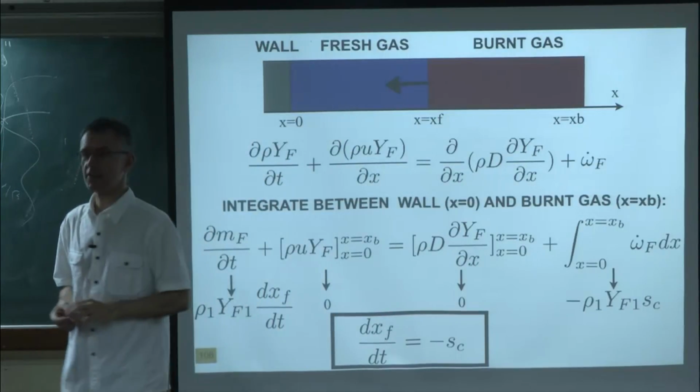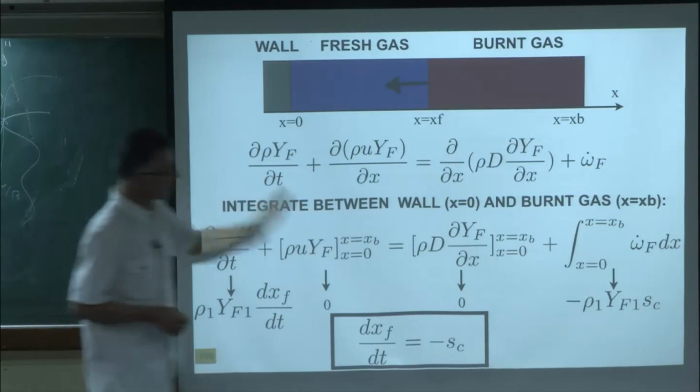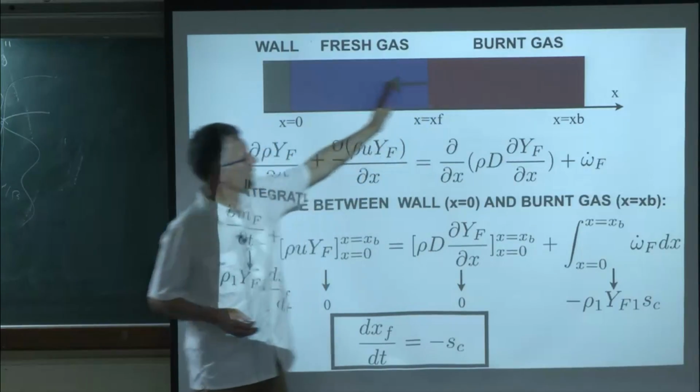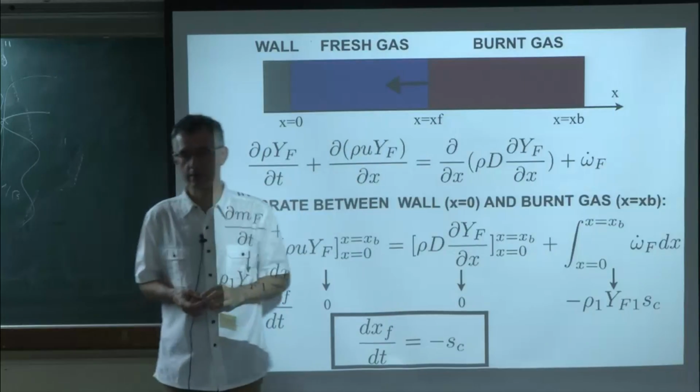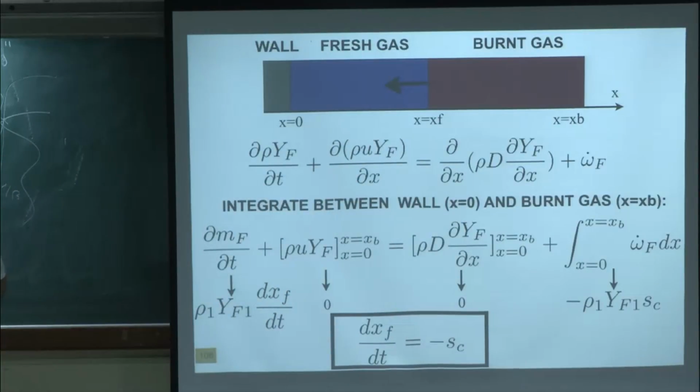And at that point, I see a lot of students telling me, hey, if it's just to write that, you know, that's too simple. But wait 5 minutes. That just says something obvious. If the flame speed is SC, this point moves at minus SC in my domain. Simple, for the moment.